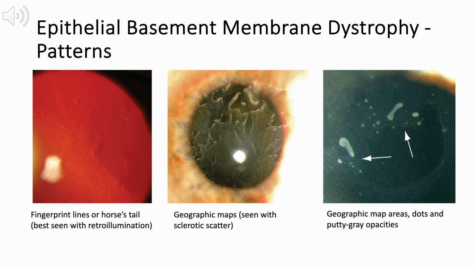Finally, the right image highlights the dot pattern. These are irregular intraepithelial opacities, often appearing as small, putty gray deposits. In this case, arrows point to the geographic areas and scattered dots that characterize this presentation. Together, these images illustrate the maps, dots, and fingerprint lines that give EBMD its classic alternative name of MAP-fingerprint dystrophy.